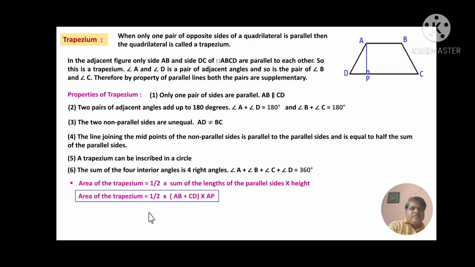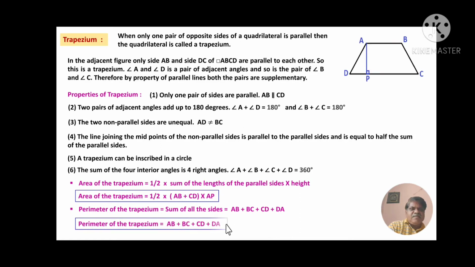Area of the trapezium is equal to half into AB plus CD into AP from this figure. Perimeter of this trapezium is equal to the sum of all the sides, that is AB plus BC plus CD plus DA. So the perimeter of the trapezium is AB plus BC plus CD plus DA, we can say.